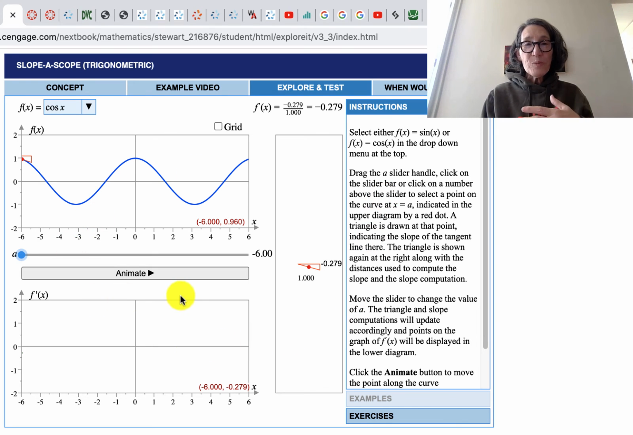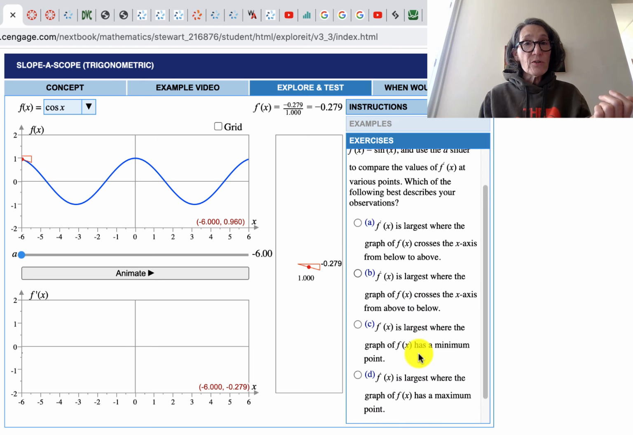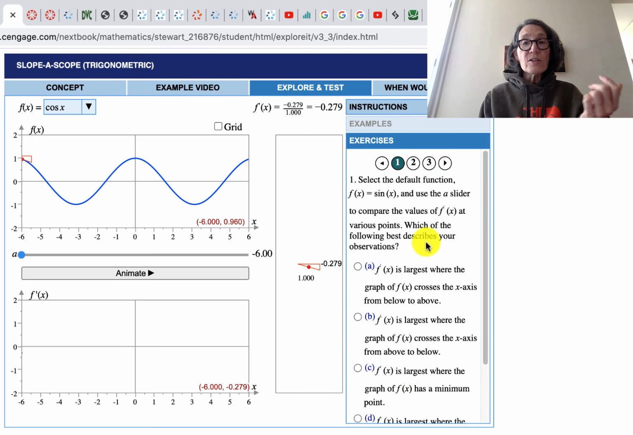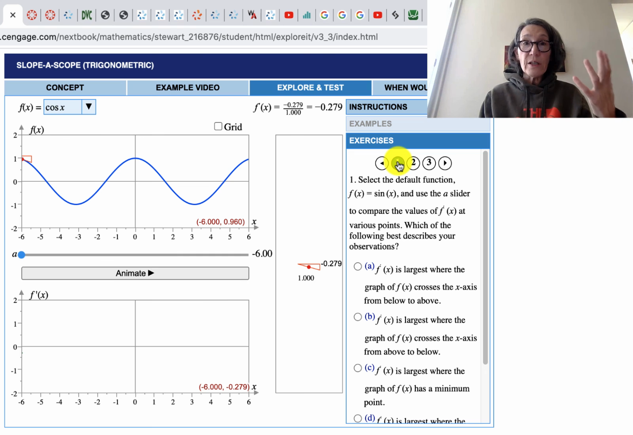Then, when you're done playing around with it, you think you know what the derivative of the sine is and what the derivative of the cosine is, go over here on the right. There's a couple of exercises you can do just to check your understanding, okay? So, to check your understanding of what the activity was helping you do and understand.